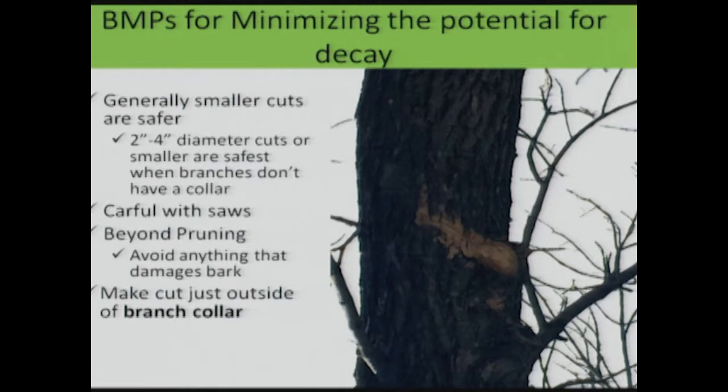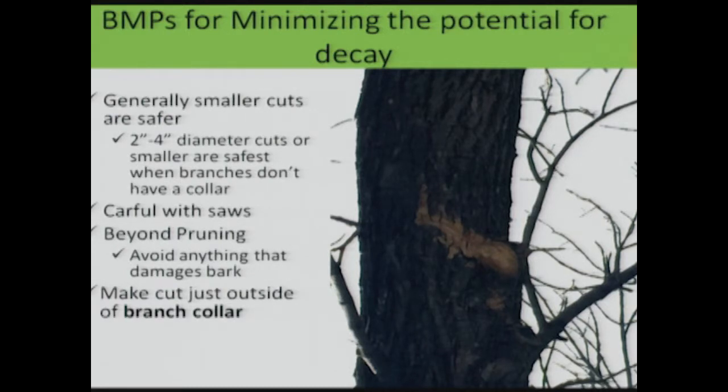So in terms of pruning cuts, we already said that pruning cuts are another form of wounding the tree. So they're pathways for decay, and so it just makes sense that we're going to want to make them in a way that minimizes the potential for decay, if there is a way to do that, and there is. So there are some general rules.